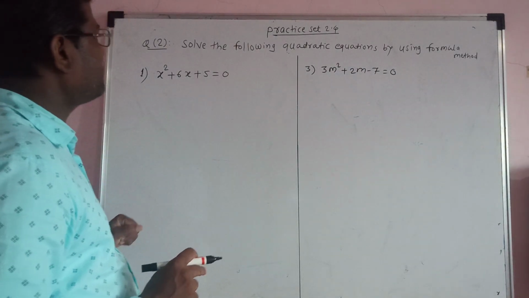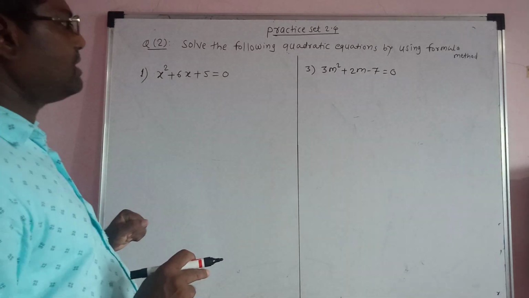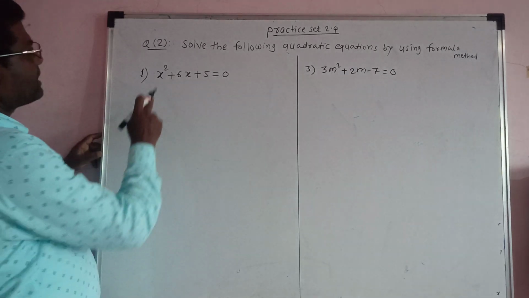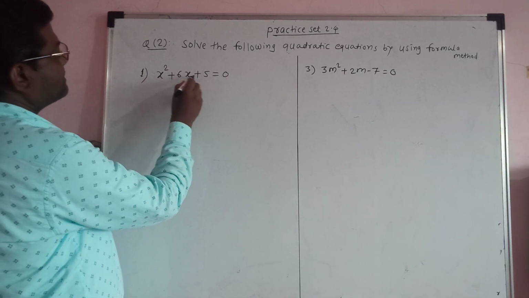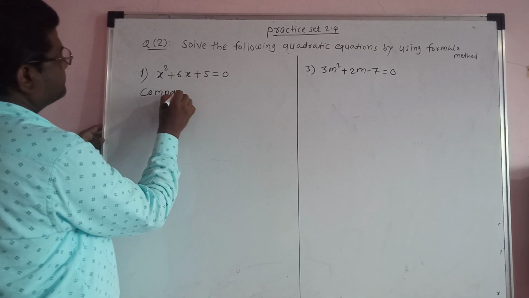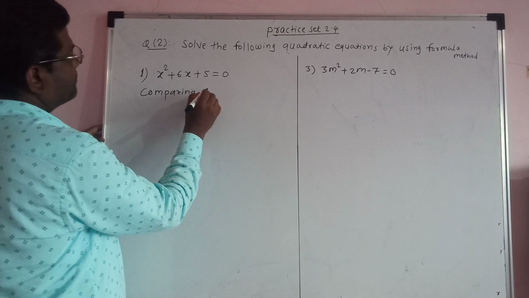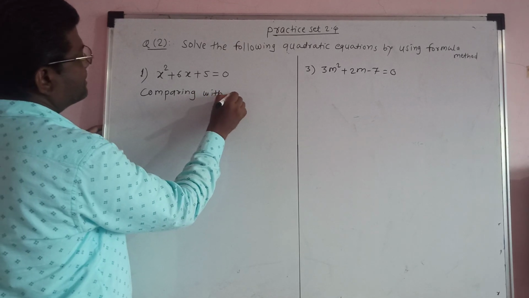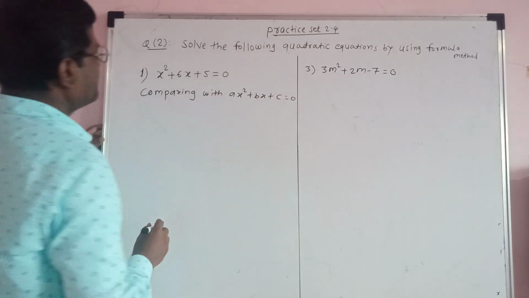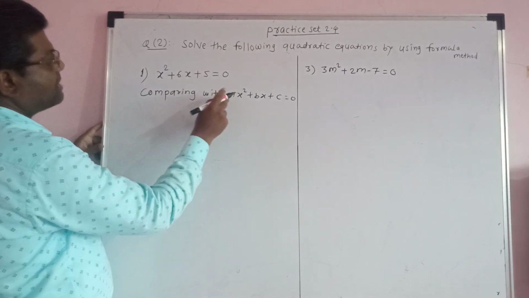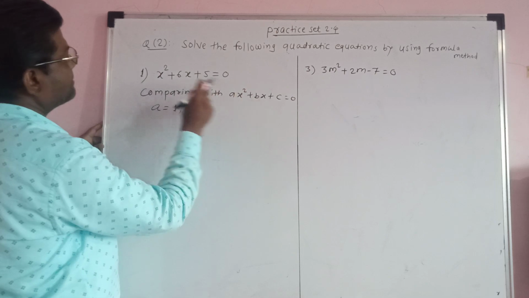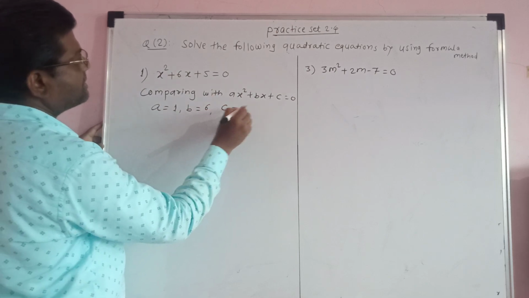Practice set 2.4. Question number 2. Solve the following quadratic equations by using formula method. Example number 1 is x square plus 6x plus 5 is equal to 0. Comparing with ax square plus bx plus c is equal to 0. So coefficient of x square is 1. Therefore we get a is equal to 1, b is equal to 6, c is equal to 5.